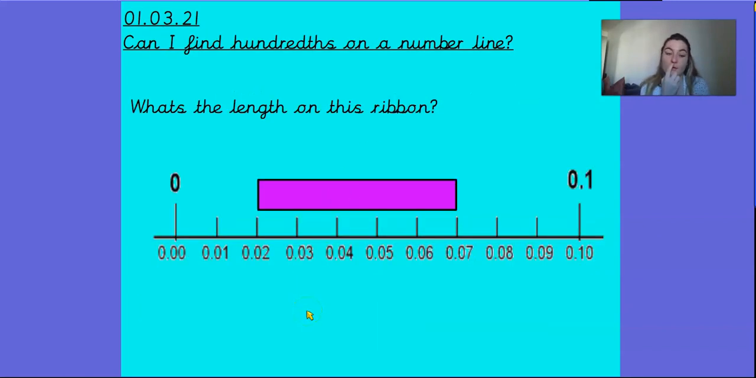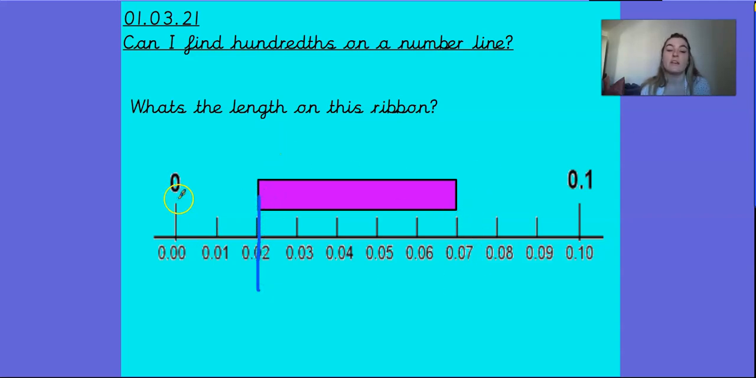Okay, so here we've got another one. What's the length on this ribbon? I know that some of us found this a bit tricky in school, and even that we were counting from 0, even though the ribbon didn't start at 0, or we wrote 0.07 without counting because this is where the ribbon ends. But we need to remember to start from where the ribbon is.